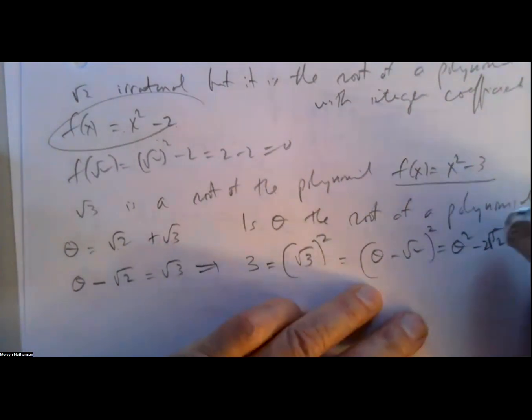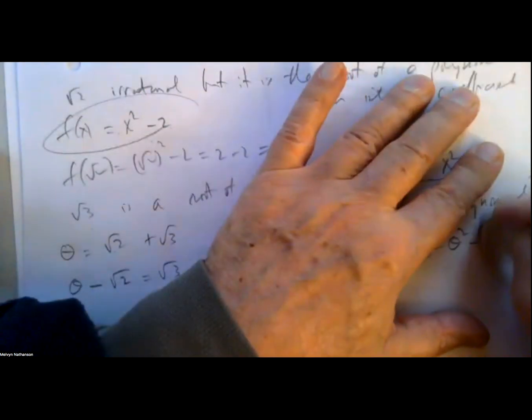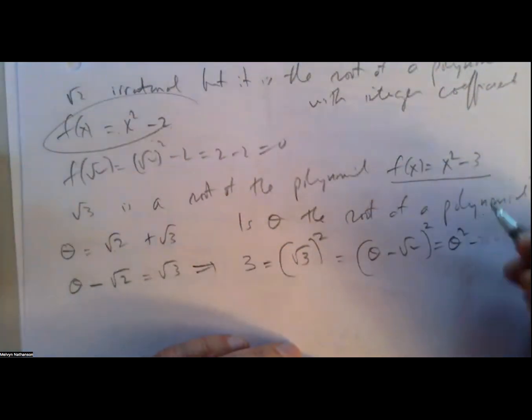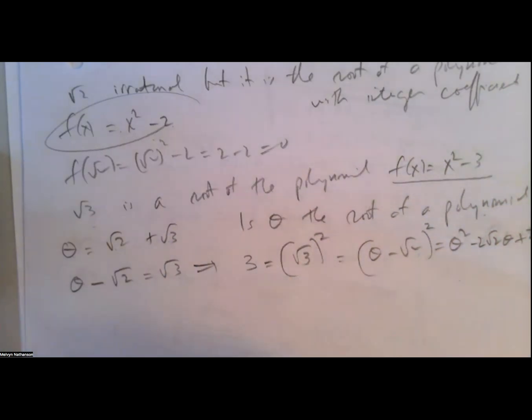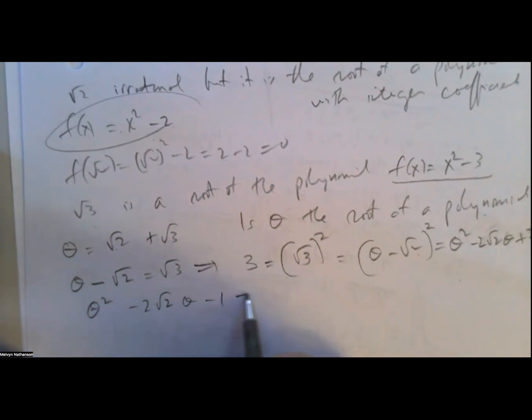If I take theta minus the square root of 2, make this more legible, and I square it, I get theta squared minus 2 root 2 theta plus 2. Square root of 2 squared is 2. Or in other words, theta squared minus 2 root 2 theta minus 1 is 0. Right, so let me pause for a minute. You should be able to write this down and justify every step.